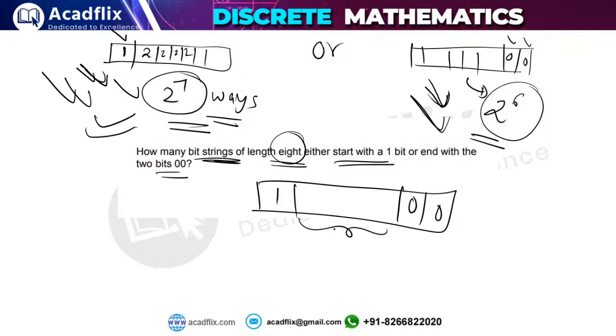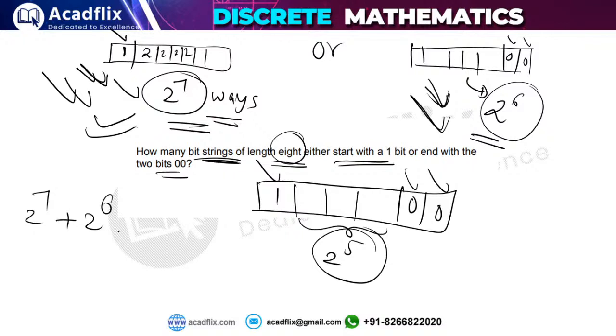How many strings are there? So the first symbol is 1, there is no choice. The last 2 symbols are 0 0, there is no choice. But in the remaining places you have choice, so there will be 2 power 5. So what will be the answer? The answer will be 2 power 7 plus 2 power 6 minus 2 power 5, because these strings you have counted 2 times. So you need to subtract them 1 time. Okay, so this will be your answer. Many students have gotten the correct answer.